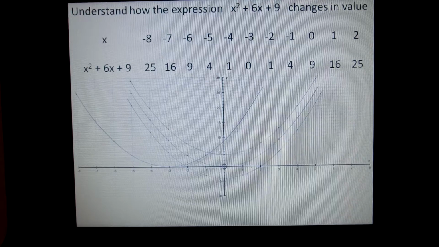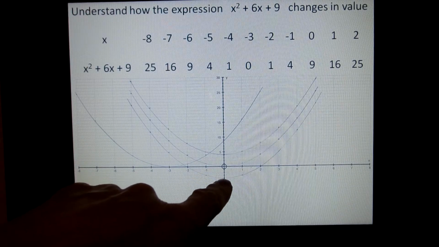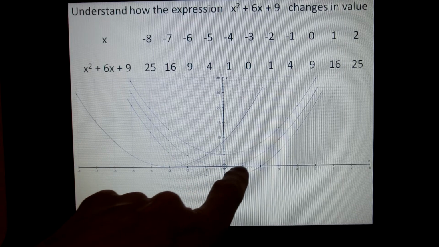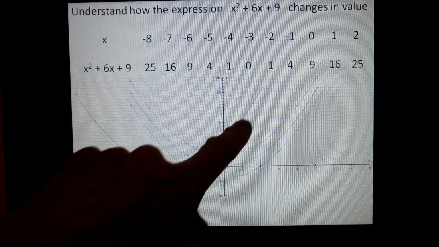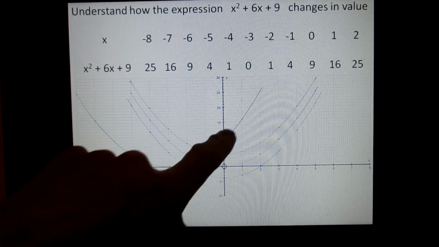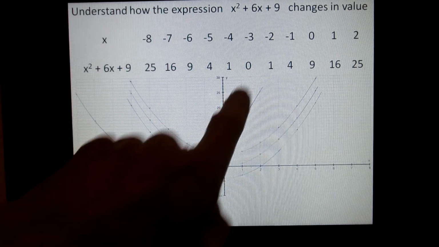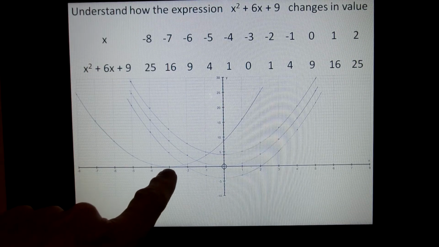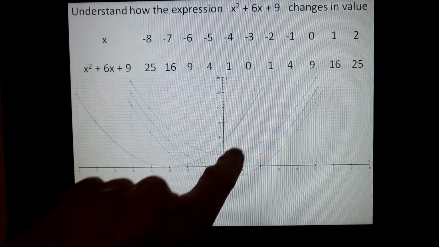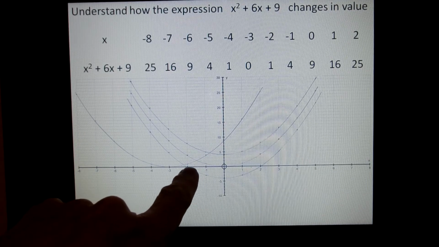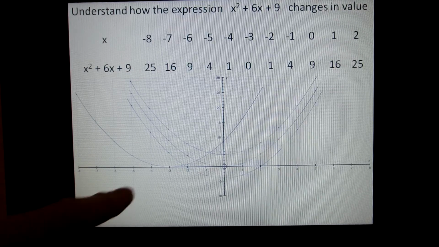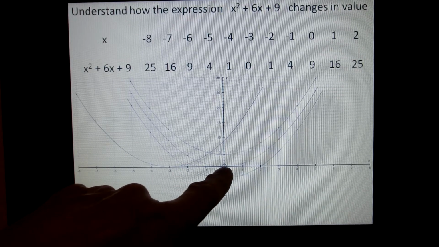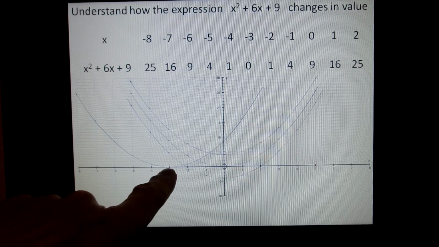So here are the three curves we had before. That was the graph showing how x squared changes in value. And this one here is the new one. This shows how x squared plus 6x plus 9 changes in value. The lowest value of the expression is 0. So it goes 0, 1, 4, 9, 16, 25. It's exactly the same shape, but it's moved. It no longer bottoms out there. It now bottoms out at this point here, when x is -3.